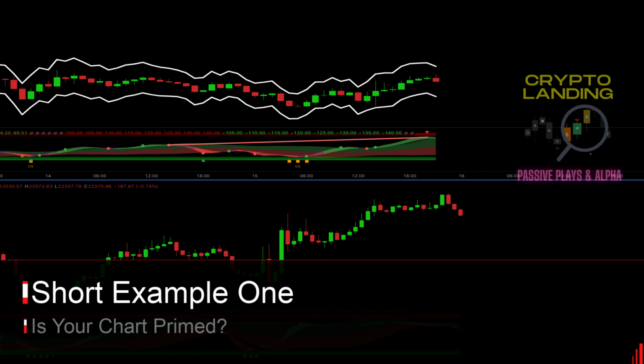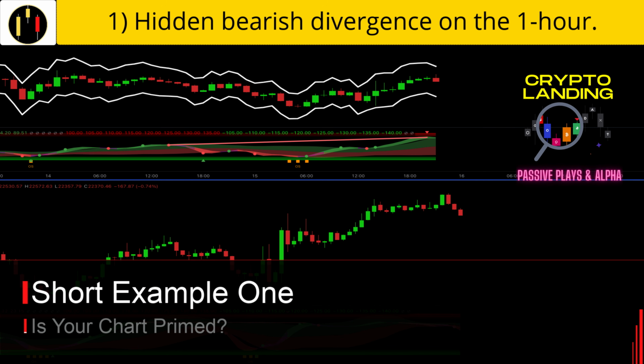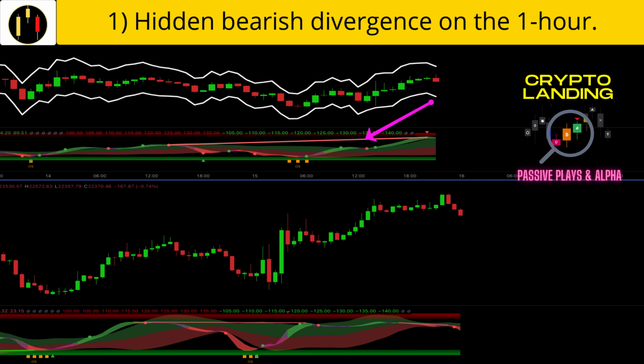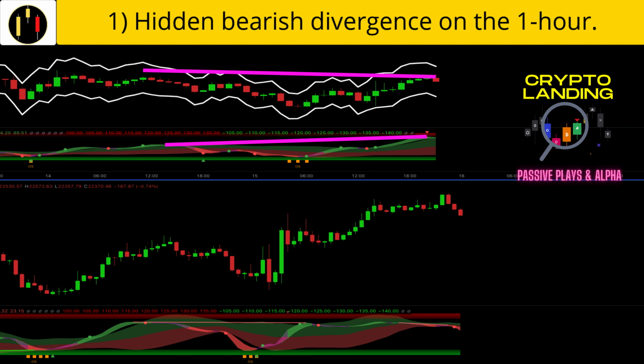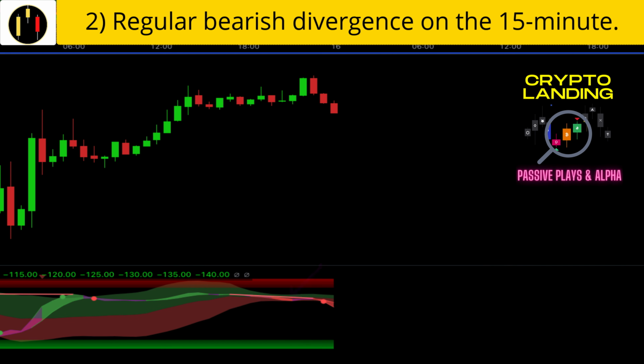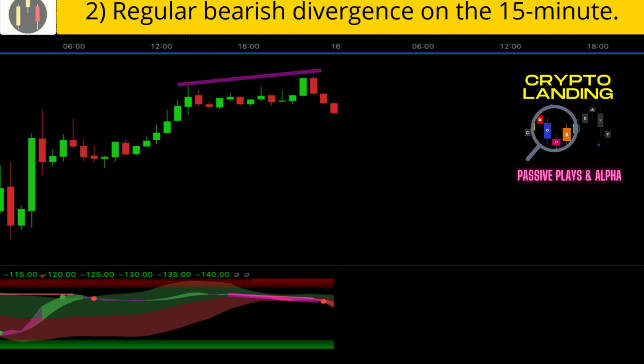This is what I will test for shorts. First, on the 1-hour chart we can see hidden bearish divergence as indicated by this red line. There is a higher high on the oscillator and a lower high on price. Second, on the 15-minute chart, there is regular bearish divergence, a lower high on the indicator and a higher high on price.